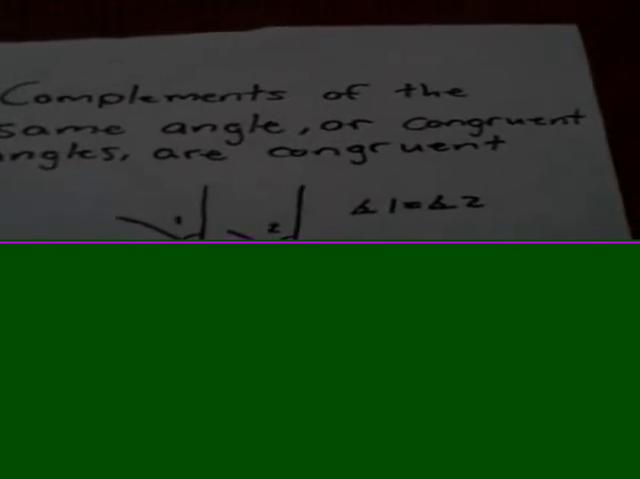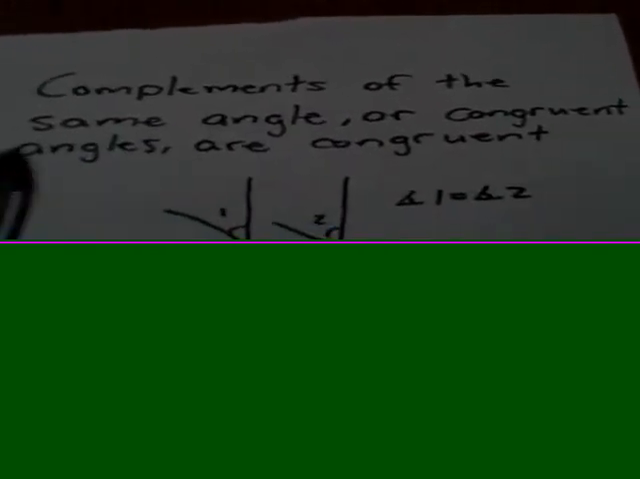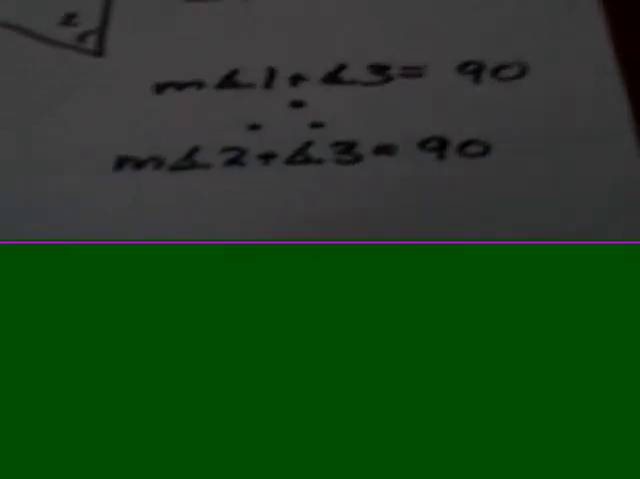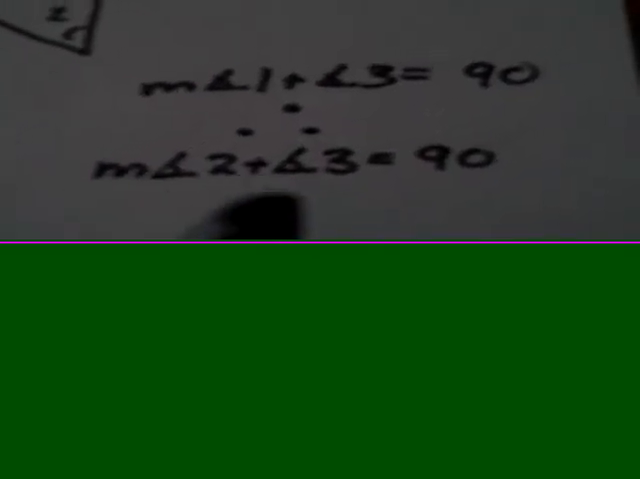The next theorem is, complements of the same angle or congruent angles are congruent. So, if the measure of angle 1 is congruent to the measure of angle 2, then the measure of angle 1 plus the measure of angle 3 equals 90. Also, the measure of angle 2 plus the measure of angle 3 equals 90.